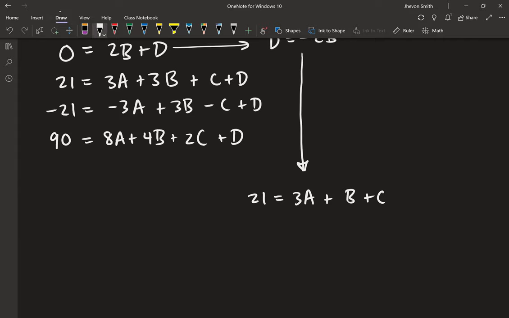And if I plug that in here, that would be minus 21 is equal to minus 3a plus b minus c. And if I plug it in there, it's going to be 90 is equal to 8a, and if I plug in, that's minus 2b. So this is going to be 2b plus 2c.